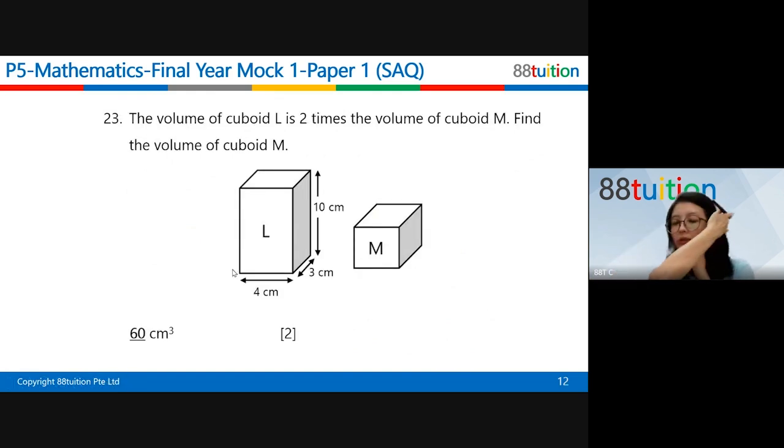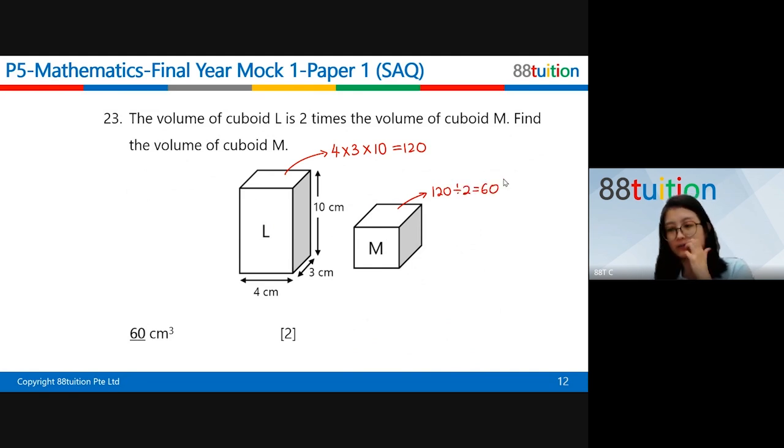The volume of cuboid L is 2 times the volume of M. So let's first find the cuboid, right? The formula is length times breadth times height. They tell you this is twice of this, which means for this, the volume should be 120 divided by 2, which is 60. And that's it, right? It's a very, very basic one.